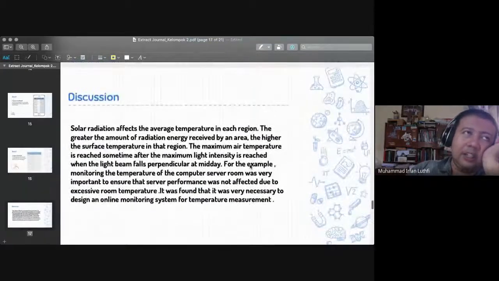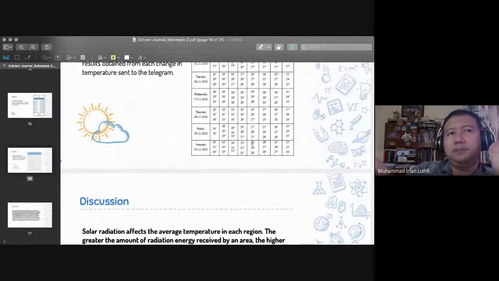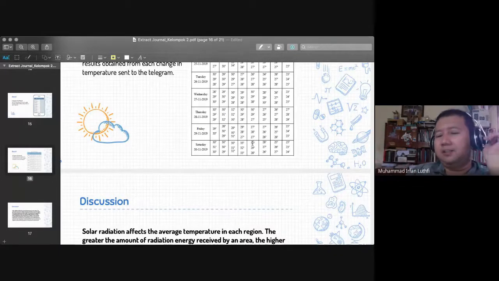Okay, the discussion. If in the paper there is no discussion part, you don't need to put the discussion in your slide, because if you write something like this, it is actually not good, because in the paper they don't mention any discussion. They just mention the result. So if in the paper there is no discussion, please don't put any discussion in your presentation. Just follow the paper flow, because every paper has a different format. Each publisher has a format.